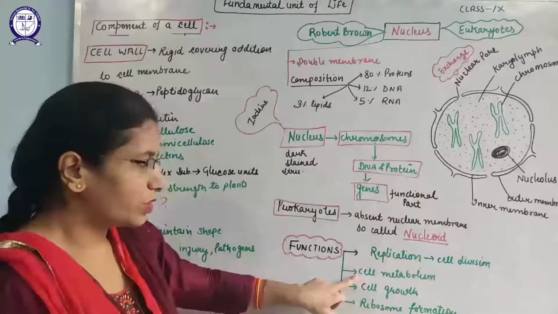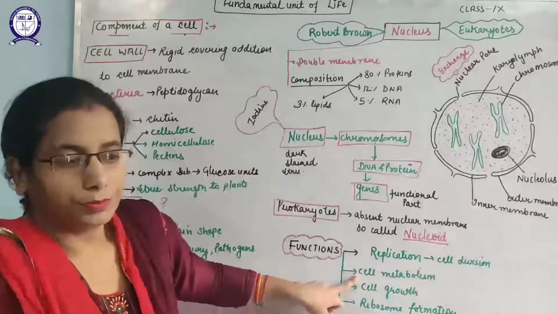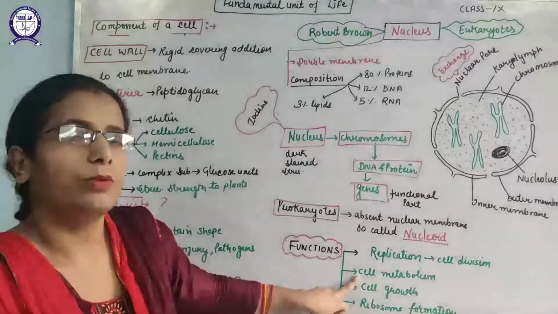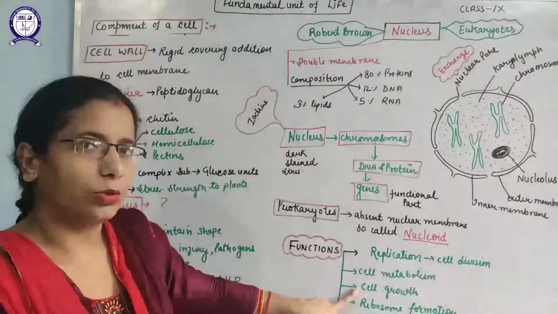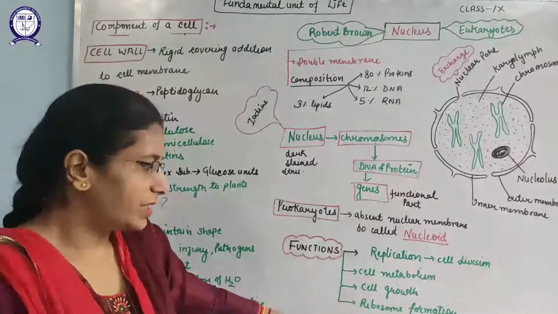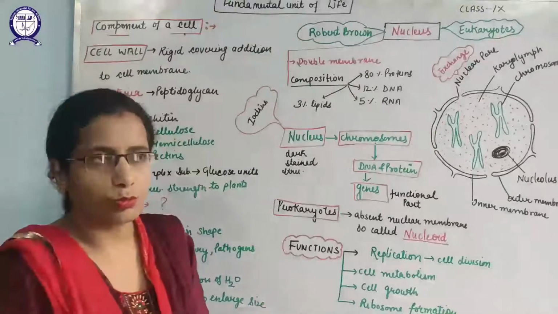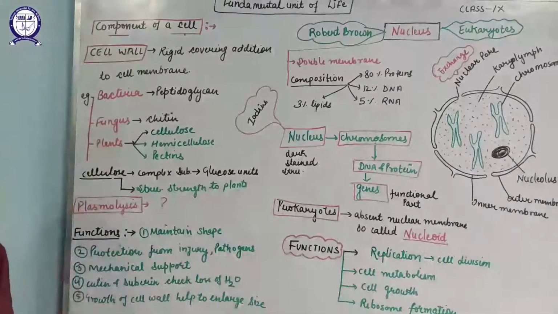Next, it will be responsible for the cell metabolism, because some essential proteins are required by the body and are only synthesized by the body. Next, it is responsible for the cell growth, enlargement of the cell, and it is also responsible for the ribosome formation. That means ribosomes are the protein factory, but where will these ribosomes be formed?